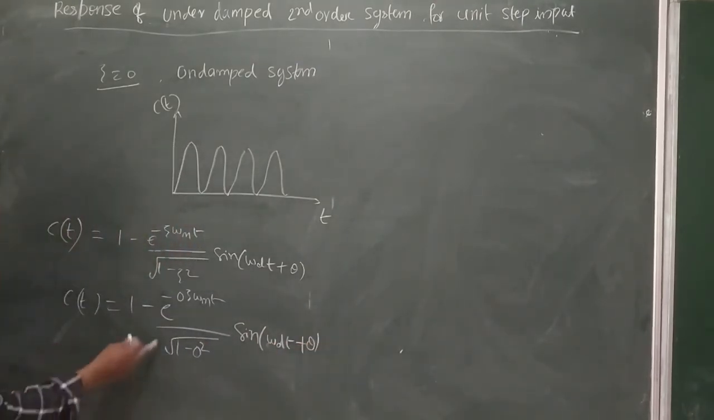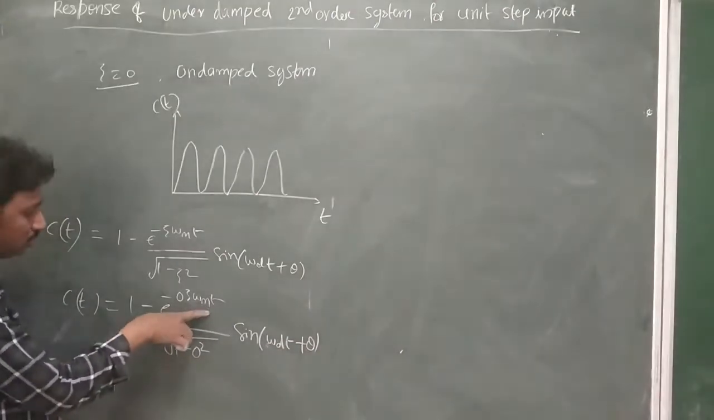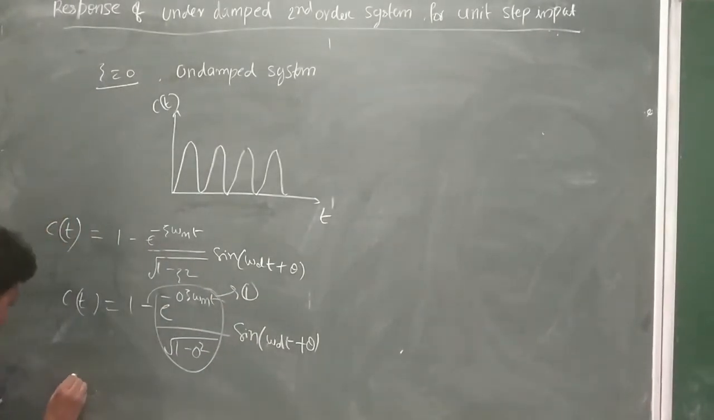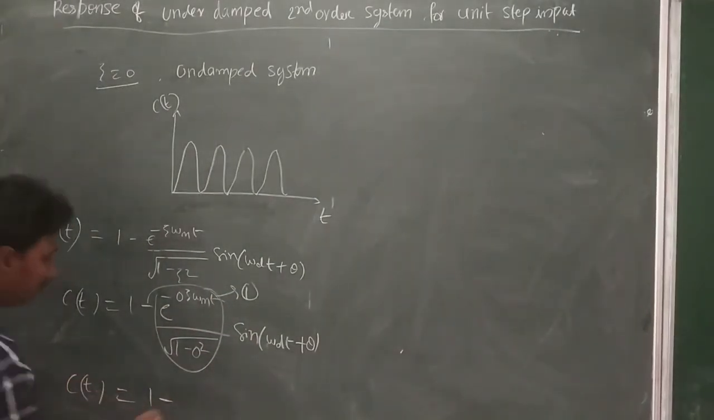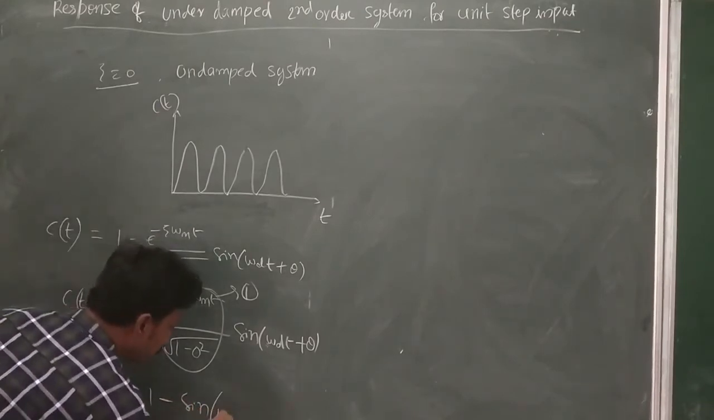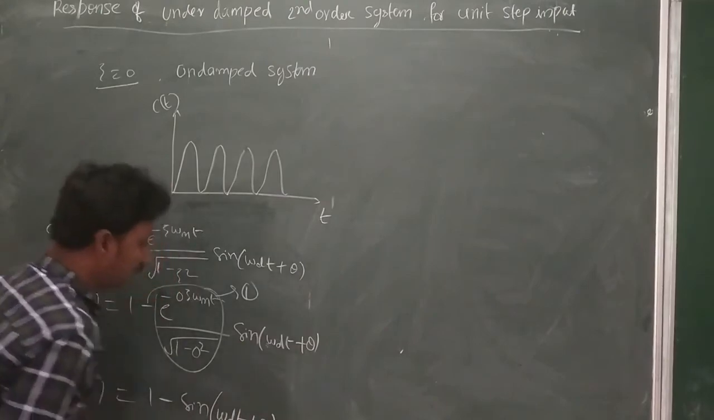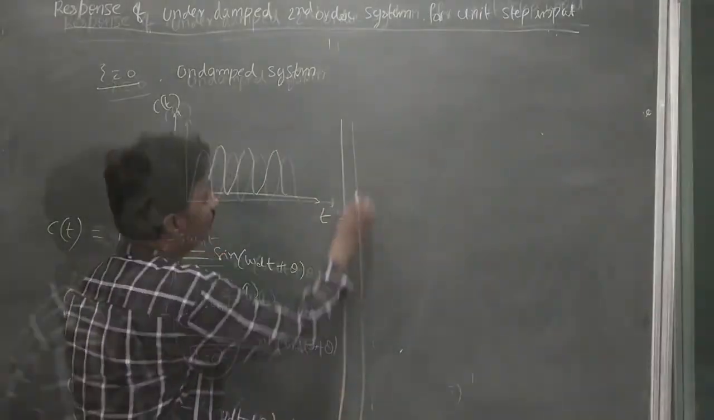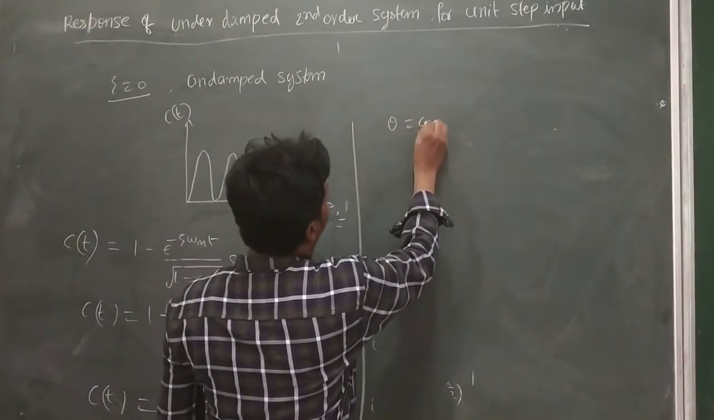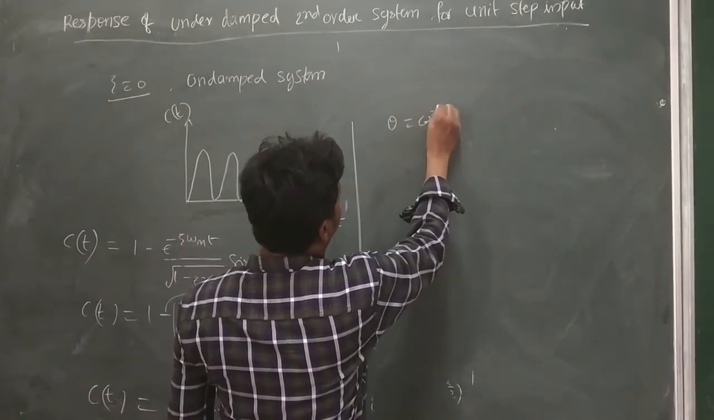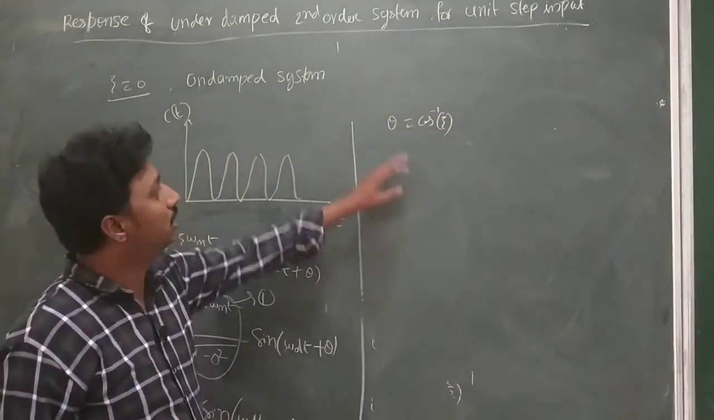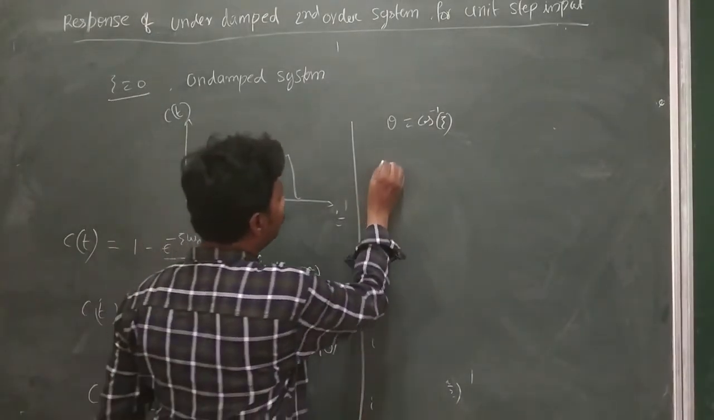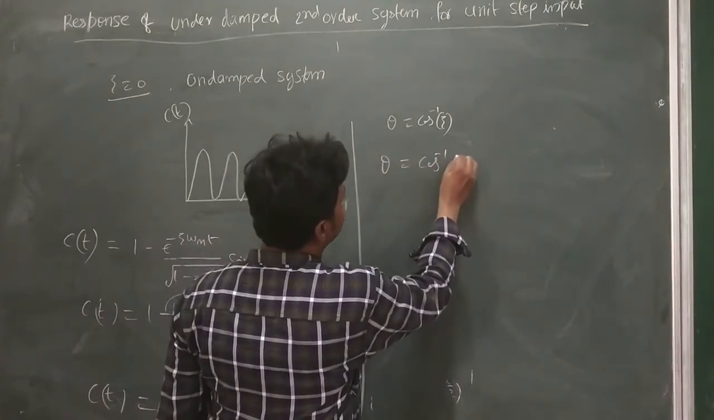So what happens when you substitute this term? Since it is multiplied by 0, this term becomes 1. This term becomes 1. So c of t is equal to 1 minus sin omega d t plus theta. So what is theta here? You know that theta is equal to cos inverse zeta. Now you are going to substitute zeta is equal to 0. When you substitute zeta is equal to 0, you will get cos inverse 0.